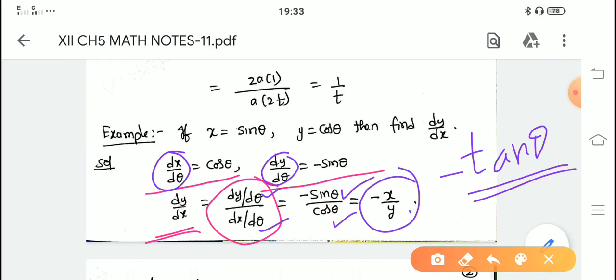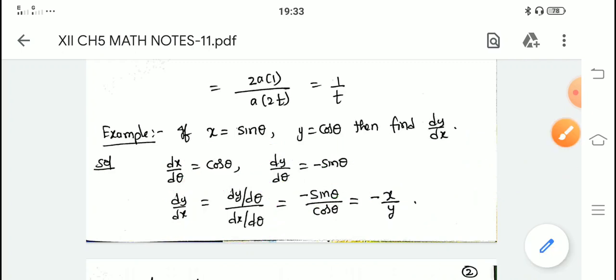I can write minus x by y also, but how has minus x by y come? Reason: if you carefully see, sin theta means x, cos theta means y, so minus x by y. In that way you got it. Okay, next question.